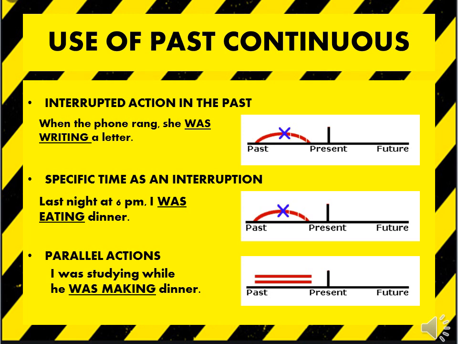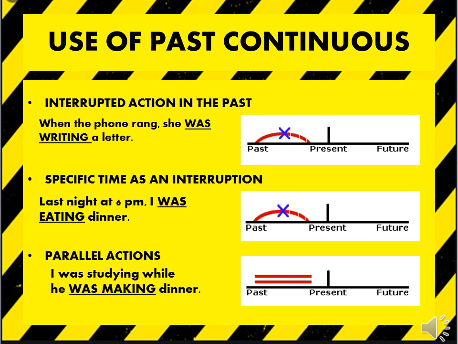Let's see an example of it. When the phone rang, she was writing a letter. In this sentence, it is said that when the phone rang, a person was writing a letter. Therefore, that specific action of writing a letter got interrupted by the ringing of the phone in the past. So we can put it in words that when the phone rang, she was writing a letter. This is an example of an interrupted action in the past.